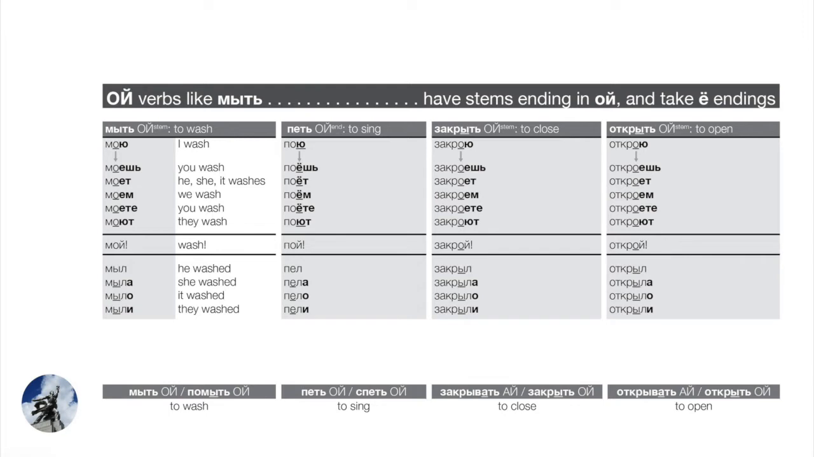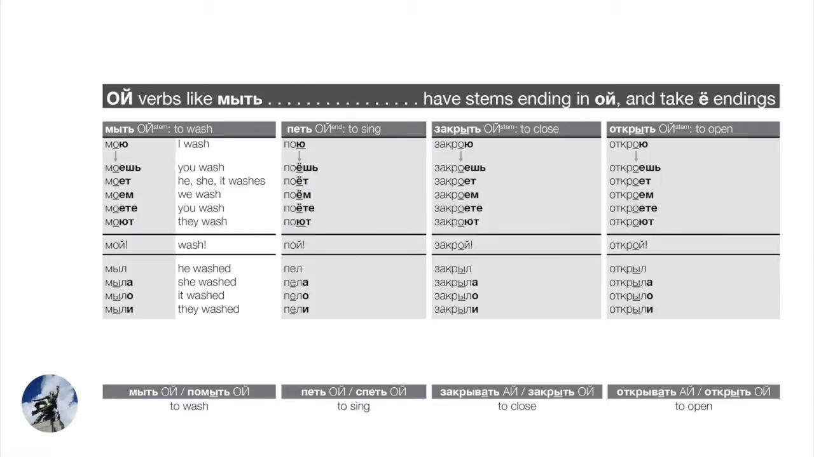Okay, закрыть, to close. Another oi verb, stem stress. So we get закрою, закроешь, закроет, закроем, закроете, закроют. And past tense, again, nothing unusual there: закрыл, закрыла, закрыла, закрыли. Okay, another verb, you can tell that it's related, just with a different prefix, от, крыть, открыть, meaning to open. Открою, откроешь, откроет, откроем, откроете, откроют.